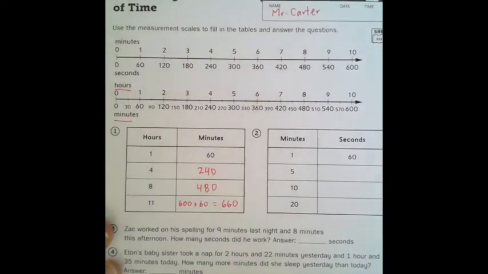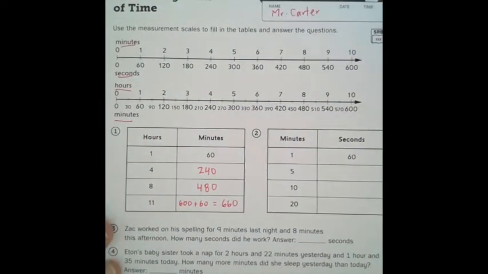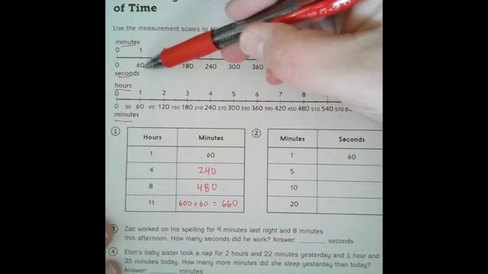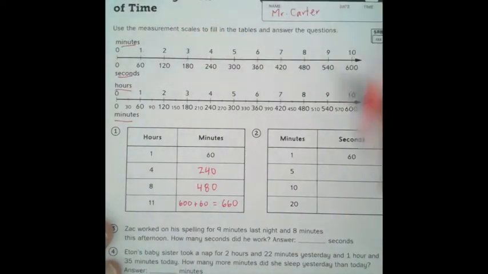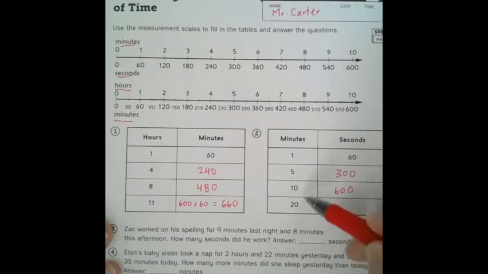There you go. All right, for number 2, you're going to be using this scale up here. We're going from minutes to seconds, so we're going to use this scale here that goes from minutes to seconds. 1 minute is 60 seconds. 5 minutes, that would be 300 seconds. 10 minutes is 600 seconds. And again, 20 minutes, not on our scale, but we know that if 10 minutes is 600 seconds, then we can just double 600 because if we double 10, we get 20. So if we double 600, we'll get 1,200.